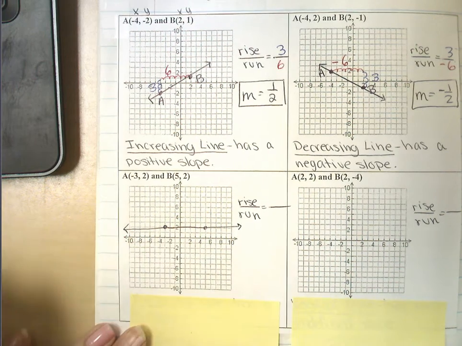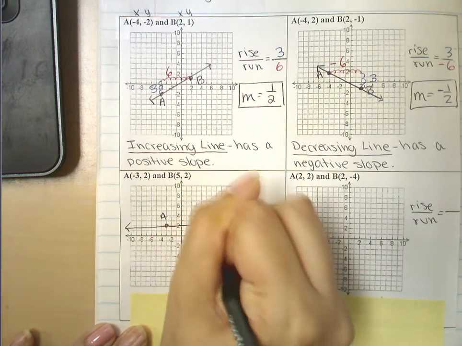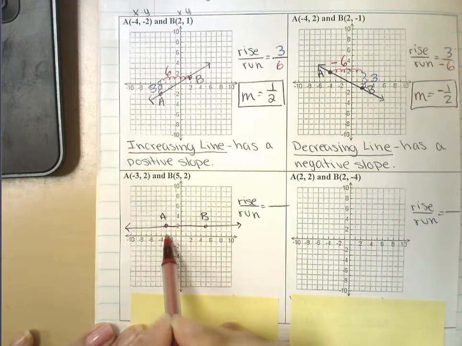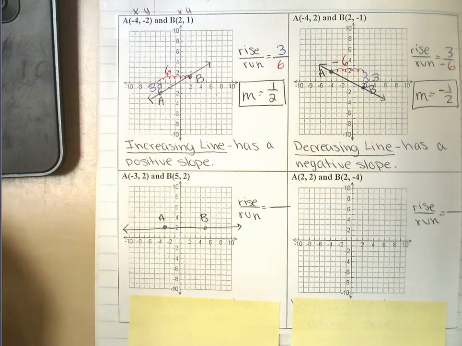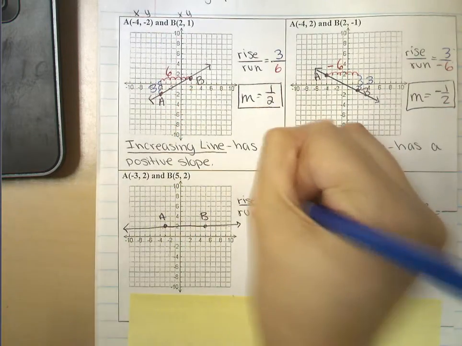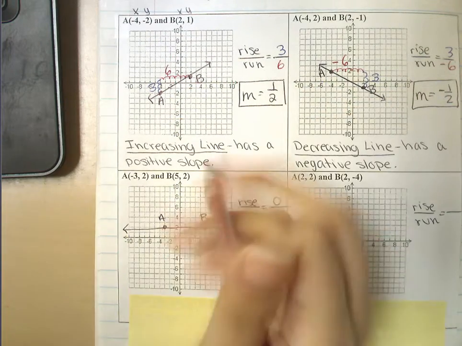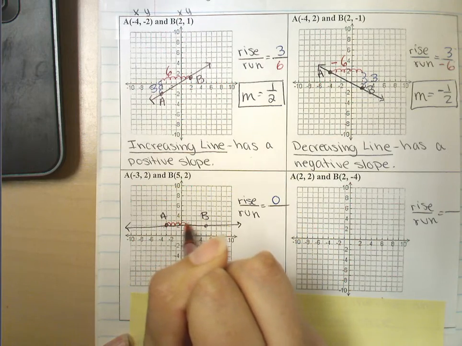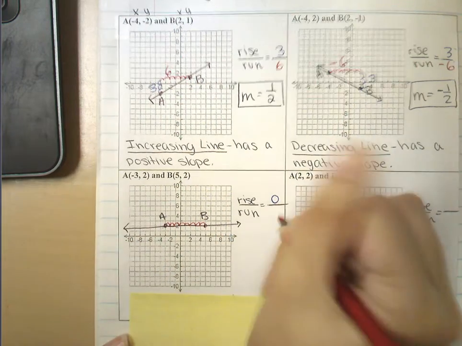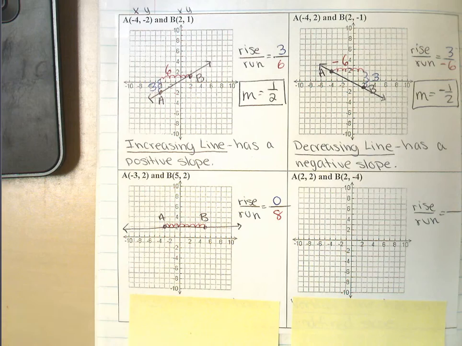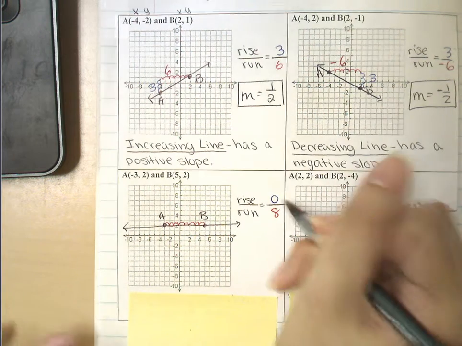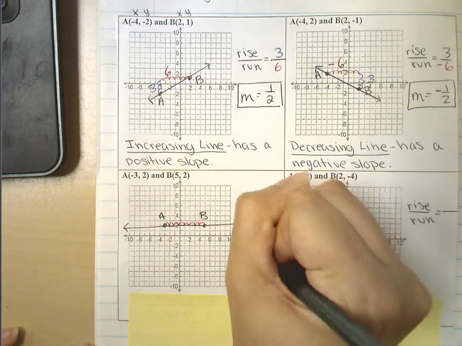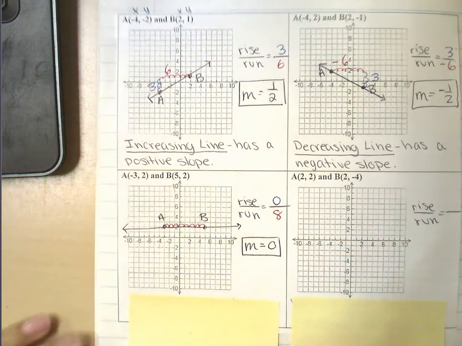Okay, so to get from point A to point B, I don't have to go up any units, I don't have to go down any units, so my rise here is 0. I do have to move to the right, so I'm going to count how many I move. 1, 2, 3, 4, 5, 6, 7, 8. I move 8 to the right. And so when you divide 0 divided by 8, that gives me 0. So my slope here is 0.